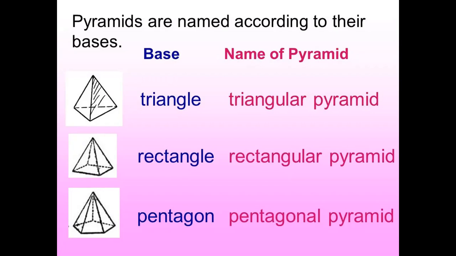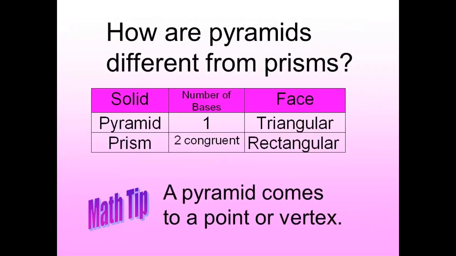How can we differ between the pyramid and the prism? In the prism, we have two bases, two parallel bases, opposite each other, one up and the other down. And in the pyramid, we have only one base, at the bottom. Okay.